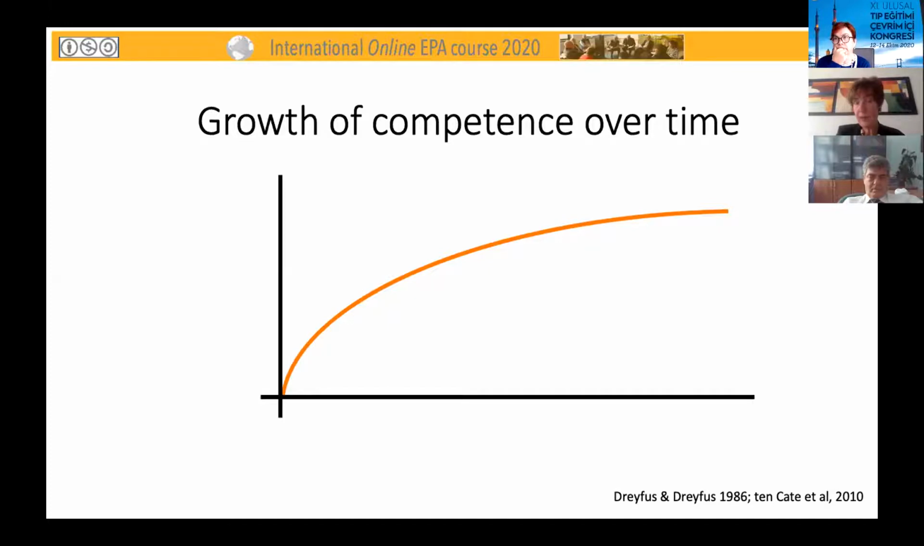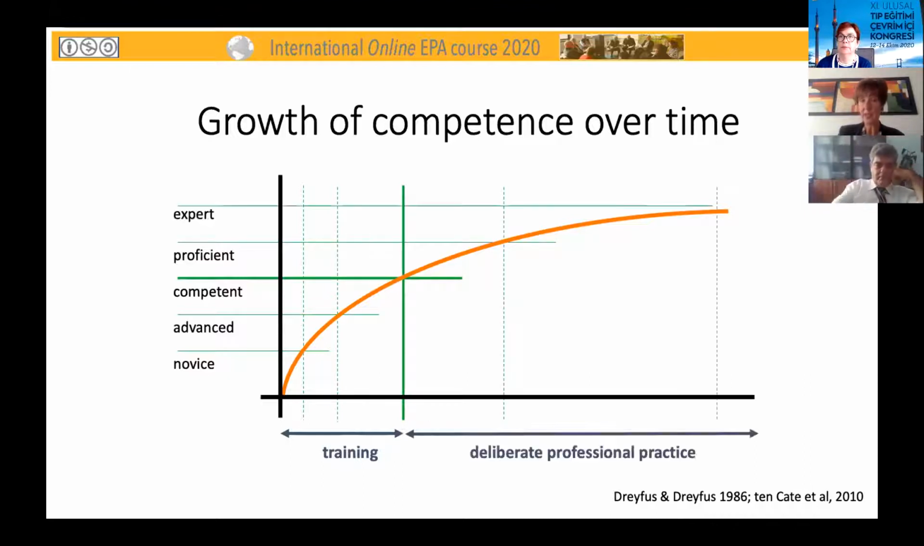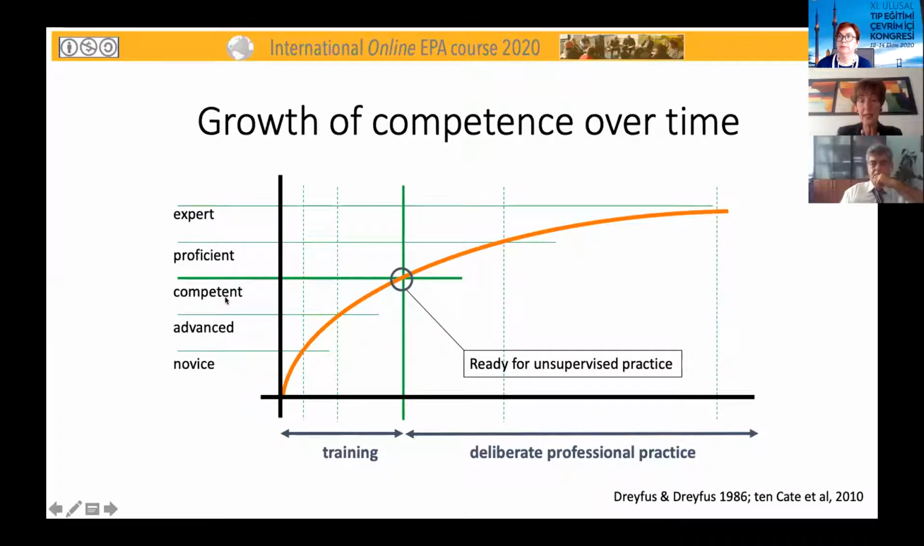Because when you learn how to drive a car, there is a growth of competence over time. And then you see that the learner is going from a novice to advanced learner, a competent learner, a proficient, and an expert. So during the training time, and it's nice to see here that competent is right in the middle of the continuum, at a certain time, you get your driver's license and you're ready for unsupervised practice. But if you go on with deliberately practicing, then you grow further into a proficient and into an expert.